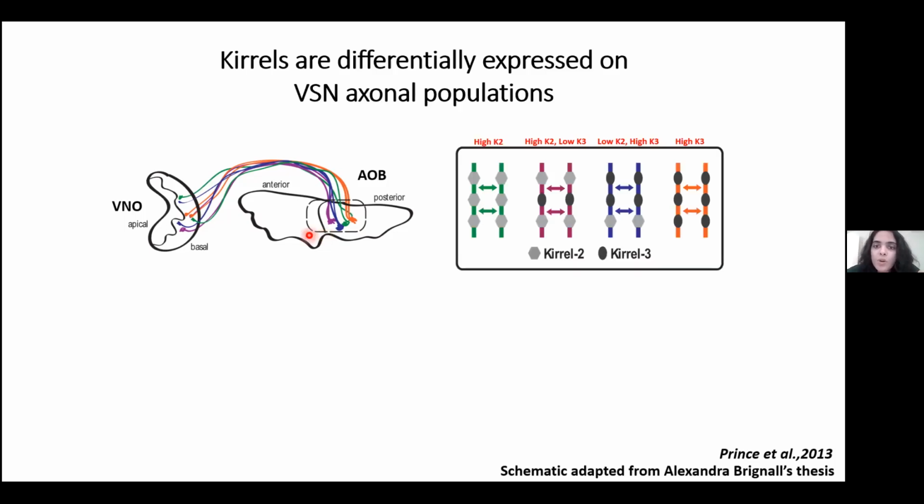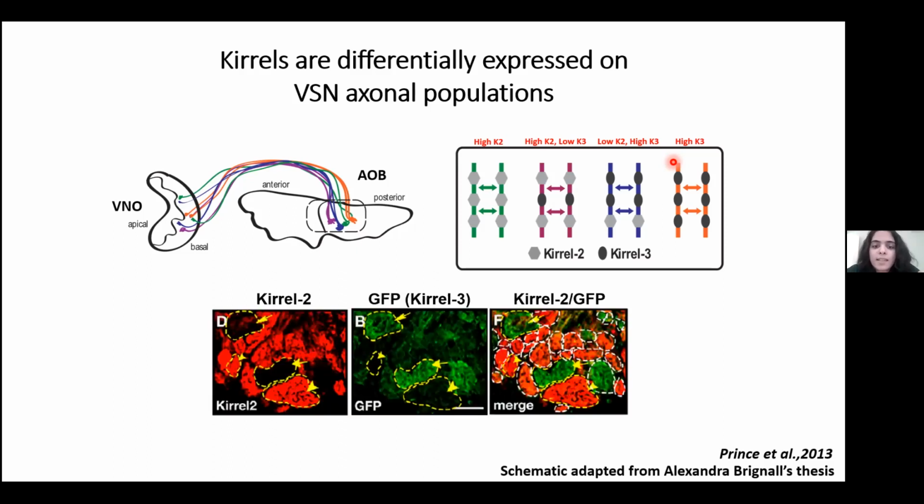KRL 2 and 3 are expressed along these axons, different populations of axons expressing different receptors in different amounts and combinations, forming a barcode or a profile. Depending on the combination of KRL2 and 3, you have 4 possibilities of different combinations, and all sensory neurons grouping together into a common target glomerulus have a similar KRL2, KRL3 expression profile. And you can see that in this example here.